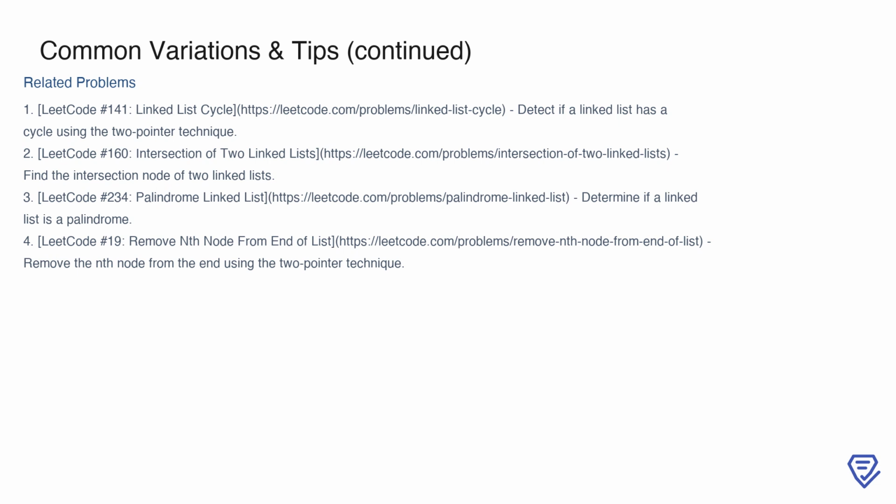LeetCode number 234 focuses on determining whether a linked list is a palindrome, which requires reversing or manipulating pointers effectively. Lastly, LeetCode number 19 involves removing the nth node from the end of a list, which is another classic problem where the two-pointer approach shines. By practicing these related problems, you'll not only deepen your understanding of linked lists but also develop a strong intuition for recognizing patterns and applying efficient techniques in different contexts.